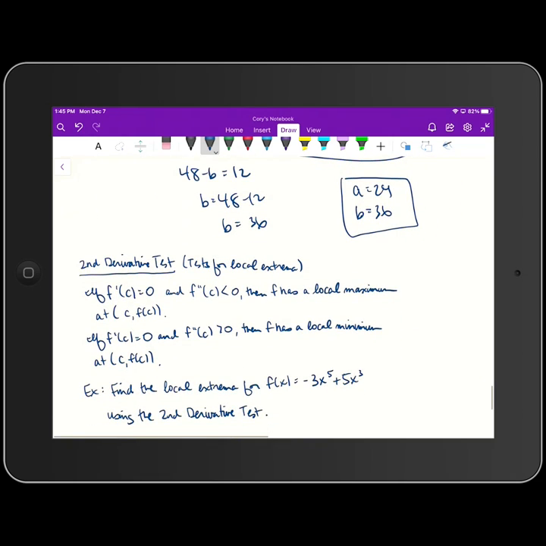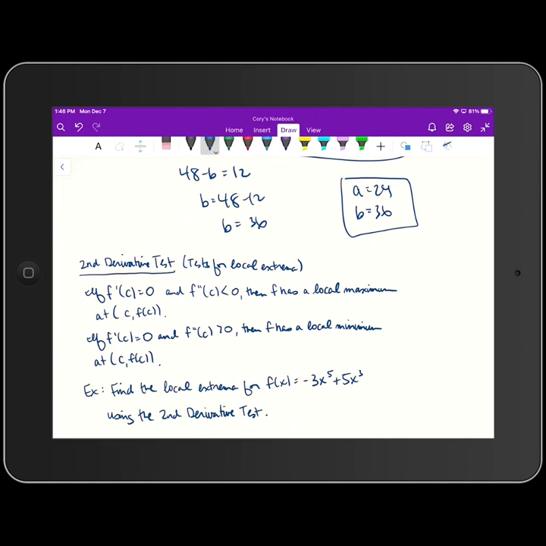The last thing for us to go over in this lesson is the second derivative test. This is similar to the first derivative test in that we use it to test for local extrema. Let me review this really quick. The first derivative test says that when you find your critical points, if your first derivative changes sign from positive to negative at some point, then you have a local maximum at your point. If the first derivative changes sign from negative to positive at a point, you have a local minimum.